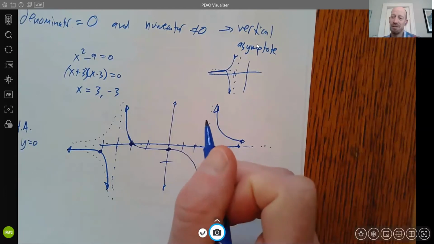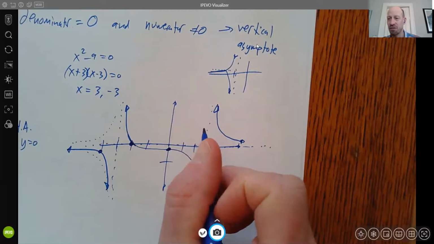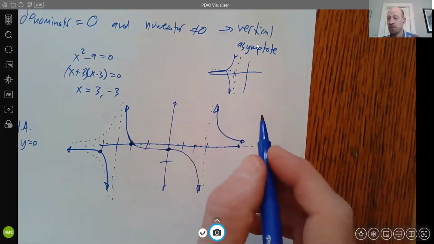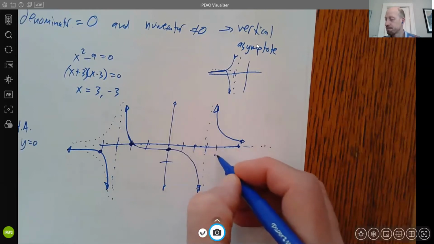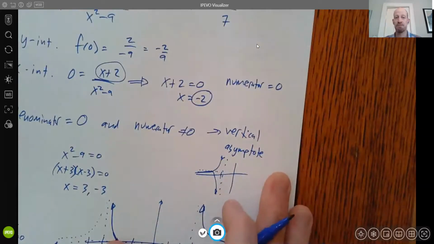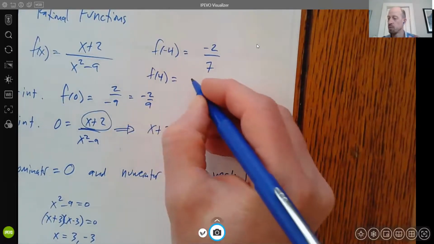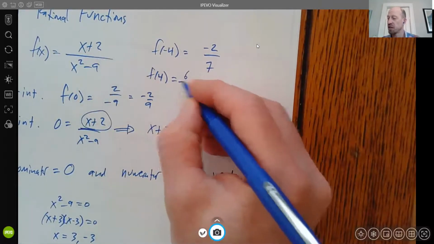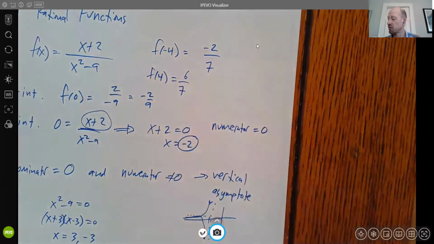If that method feels confusing, you're welcome to just plot a point. Pick 4, plug it in. I'm going to get 4 plus 2, which is 6, over 16 minus 9, 6/7, right? Not surprising there. That's a positive value.